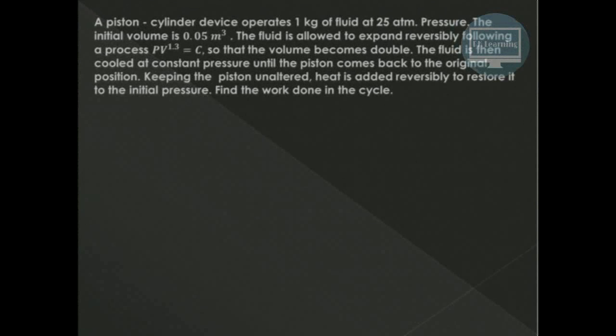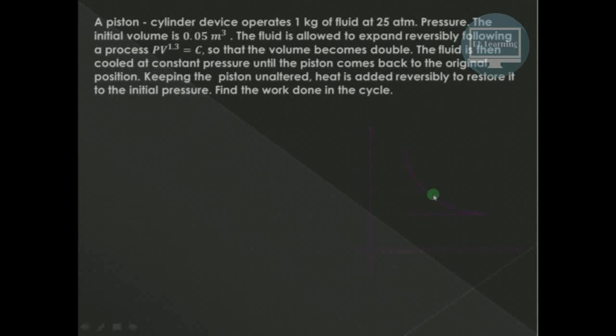Now let us see another example. In this particular piston cylinder arrangement, it is given that 1 kg of fluid is at a pressure of 25 atmosphere and the initial volume is 0.05 meter cube, and it is allowed to expand reversibly following the process PV raised to 1.3 is equal to constant. So it is a polytropic process and it is allowed to expand in such a way that the volume becomes double. So suppose this is the process over here.